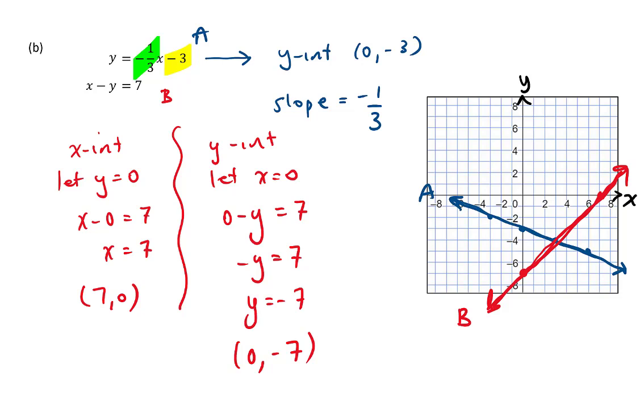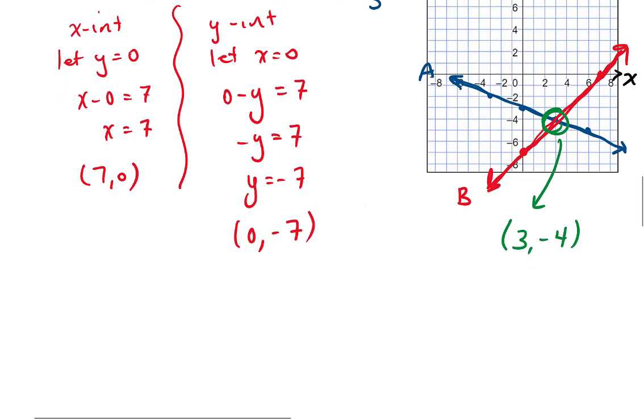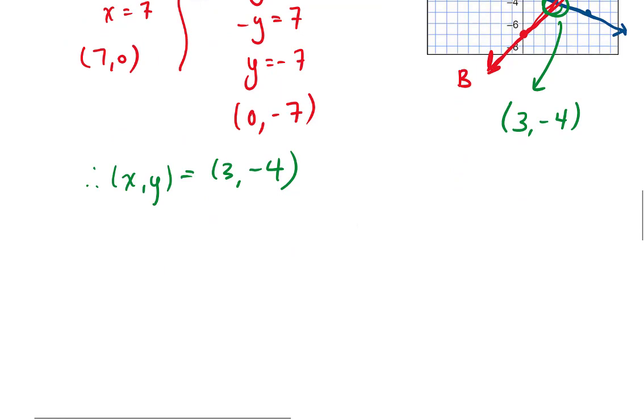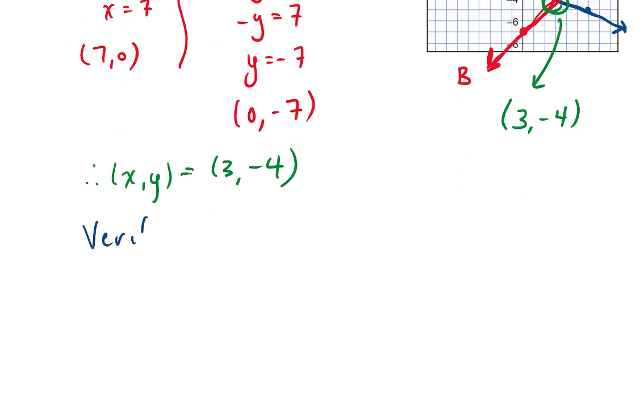Now we can state our point of intersection. We can see it intersects right there. And that is the point. We count over 1, 2, 3, down 4. That is the point (3, -4). So let's conclude. Therefore, (x, y) equals (3, -4). But don't forget, we need to verify that this is all correct. So let's do our last step.